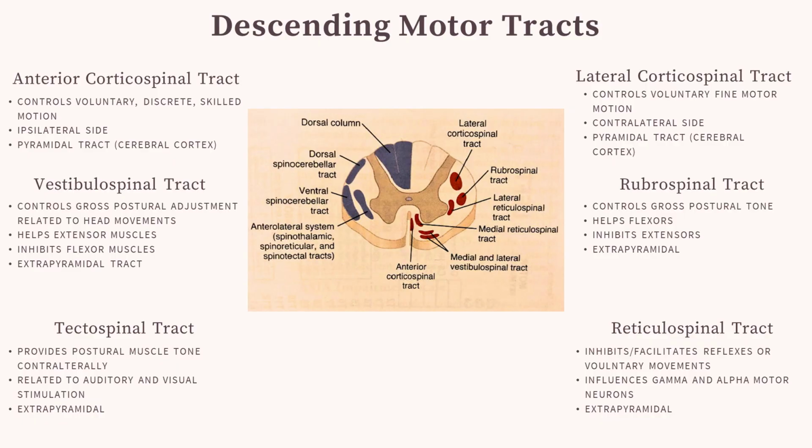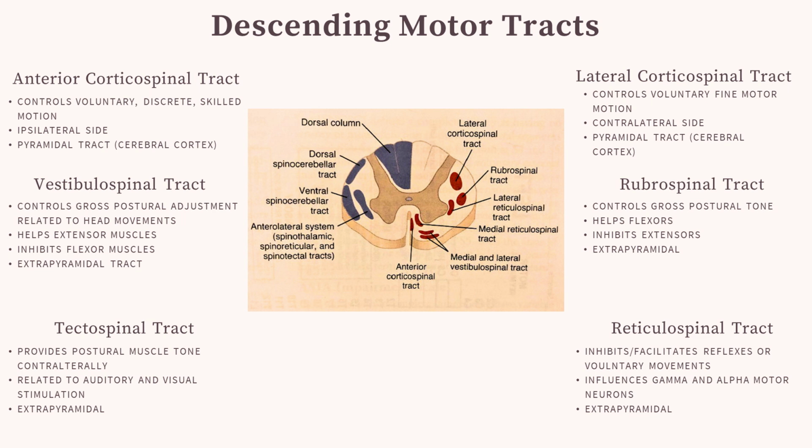Then we have the rubrospinal tract. This is going to control, again, gross postural tone. So not the actual movement and correction of posture, but the tone of our posture. This is going to help facilitate the flexors of our body, and it's going to inhibit the extensors of our body so that they're not in high tone all the time. Again, this is going to be an extrapyramidal, so it's not coming out directly of that cerebral cortex.